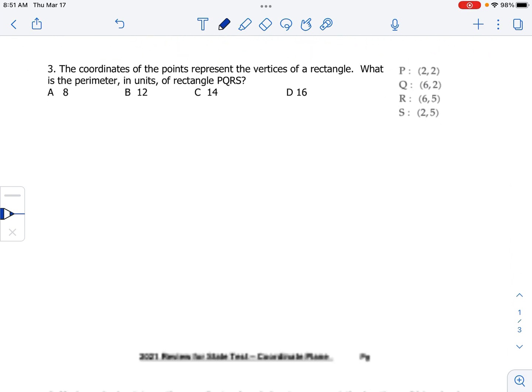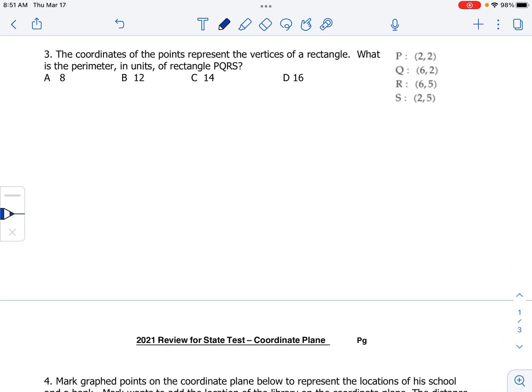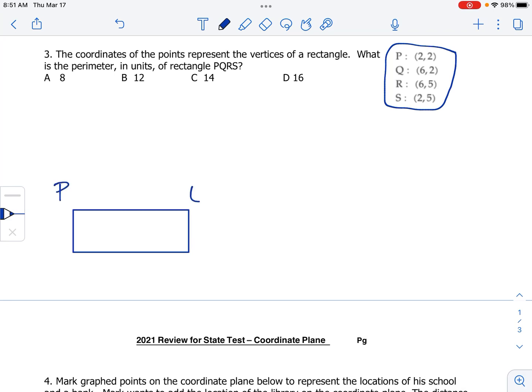All right, let's take a look at question number 3. Again, we've got 4 vertices of a rectangle. They're listed here on the side, and we want to know what is the perimeter. So that means we need to find the distance or the length and width of our rectangle. I'm just going to sketch a little rectangle here so we can fill in the information. So let's say this is P, Q, and actually, sorry, doesn't really matter. I'm going to put P on the bottom, Q, R, and S.